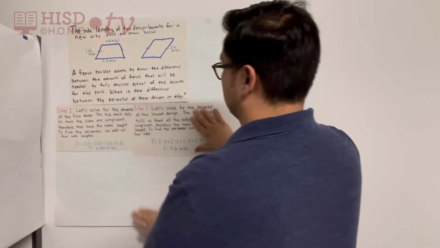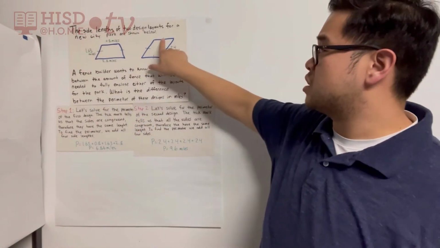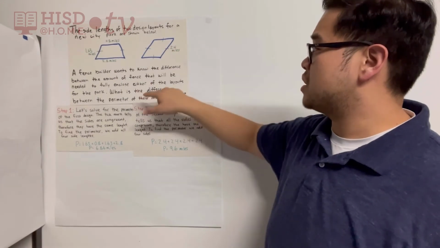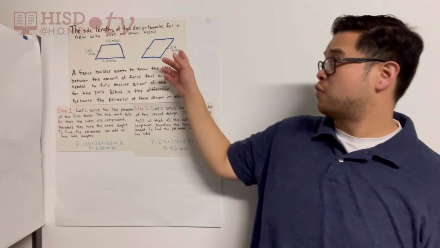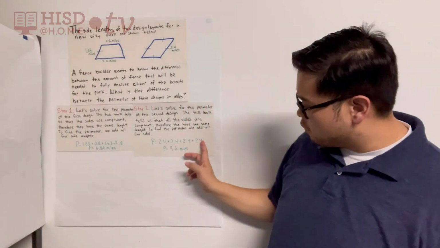And that's our step 2. Again, you notice the tick marks here, and it represents that these sides are all congruent. That's why we did 2 and 4/10 4 times.